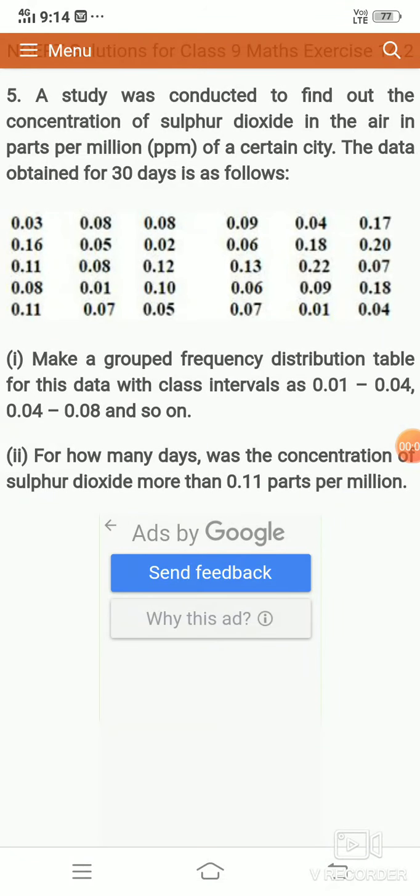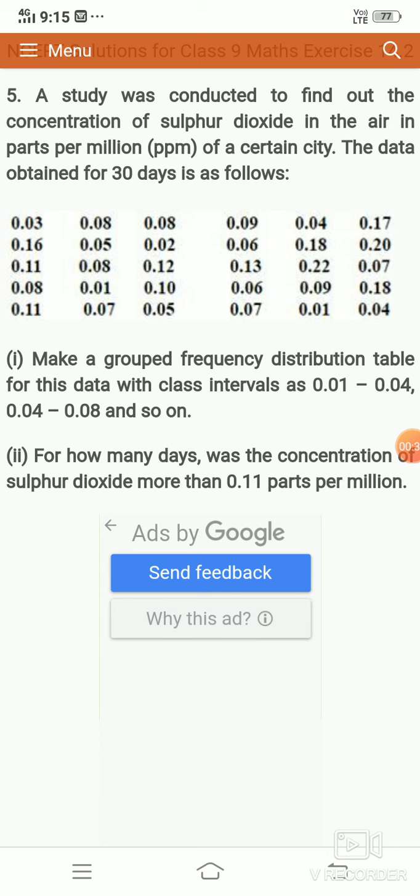Now we are going to discuss exercise 14.2, fifth problem onwards. The fifth problem: a study was conducted to find out the concentration of sulfur dioxide in the air, in parts per million (ppm), of a certain city. The data obtained for 30 days is as follows. So the data collection of 30 days is given.